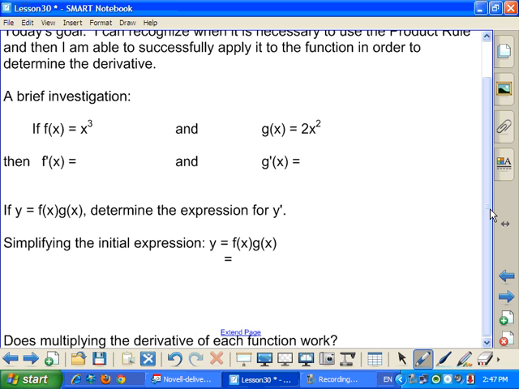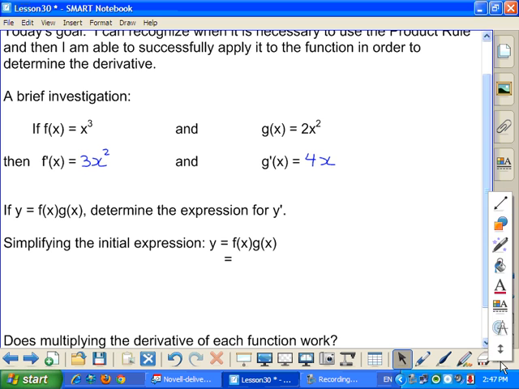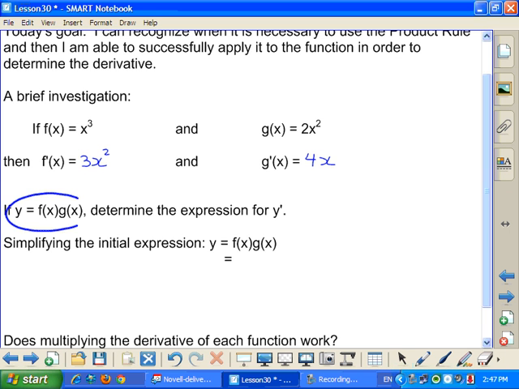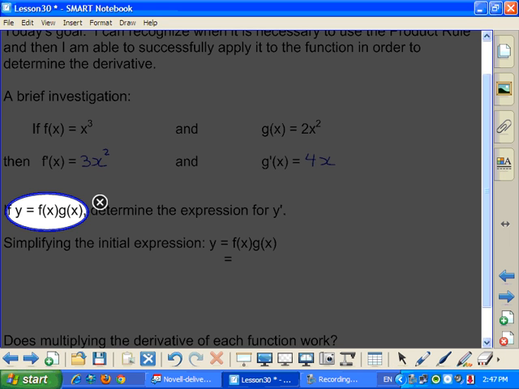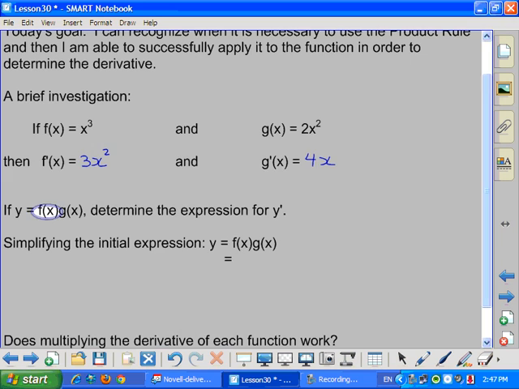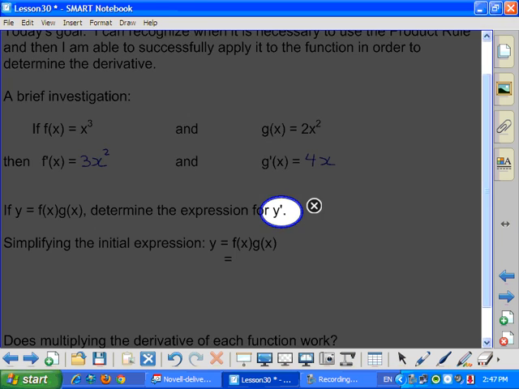So I'm going to do a brief investigation. I'm going to tell you that f of x is equal to x cubed, g of x is equal to 2x squared. And we're going to take the derivative of each one. So if we take the derivative of x cubed, I end up with 3x squared. If I take the derivative of 2x squared from g of x here, I end up with 4x. So if I tell you that I want to take the derivative of a function that is really f times g, I want to figure out what is the expression for y prime.